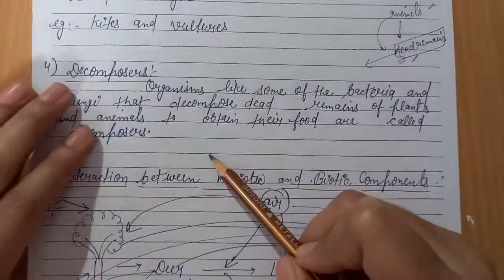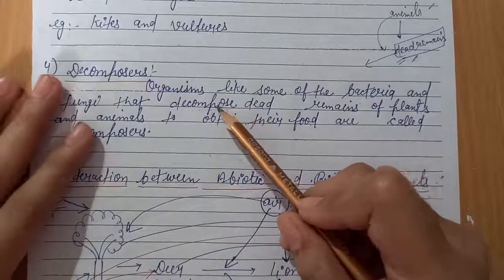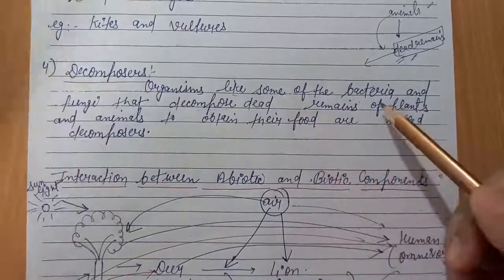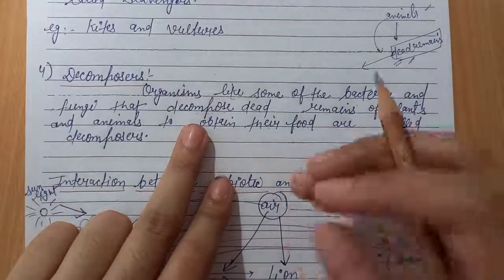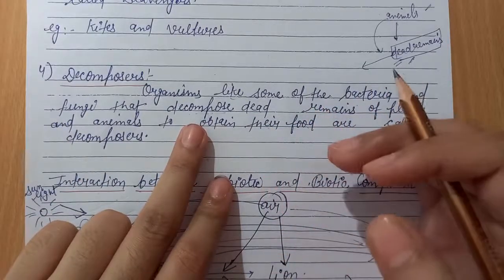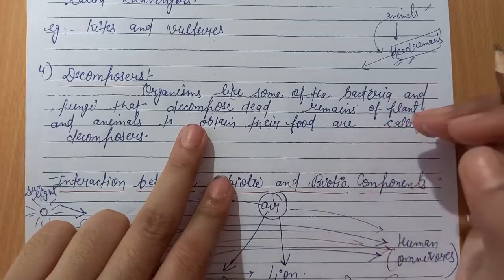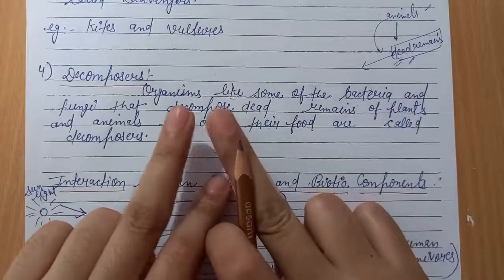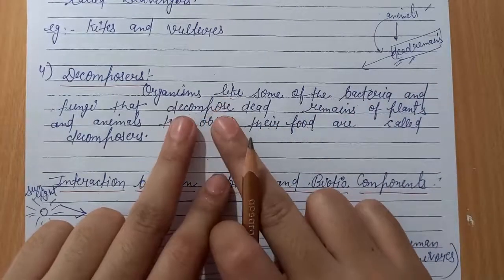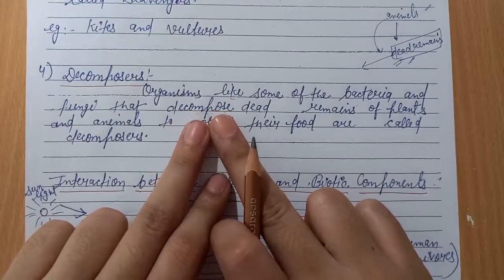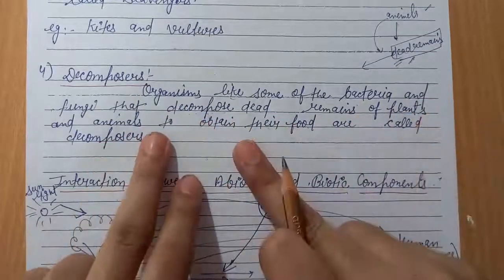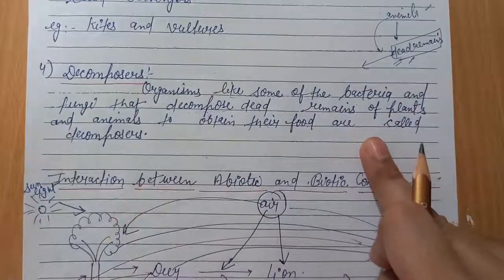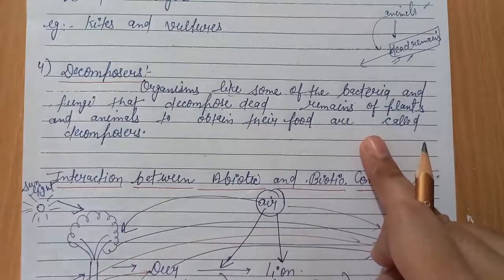Next is decomposers. Decomposers are organisms like some bacteria and fungi that decompose. Decompose means to break down things into their smallest parts, smaller and smaller parts. So organisms that decompose dead remains of plants and animals to obtain their food are called decomposers.